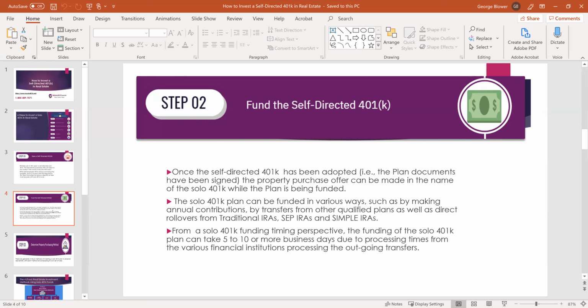Usually the money's going to come over by check. So it takes time for the check to be mailed out, and it takes time for the check to clear. That's where you can easily get into that 5 to 10 business day period before you actually have the cash that you can use to invest in real estate.